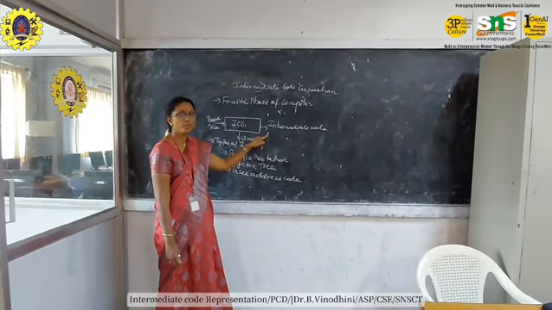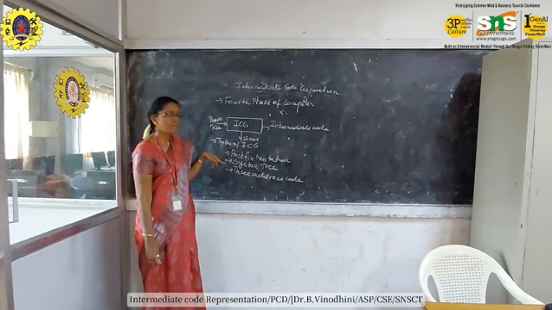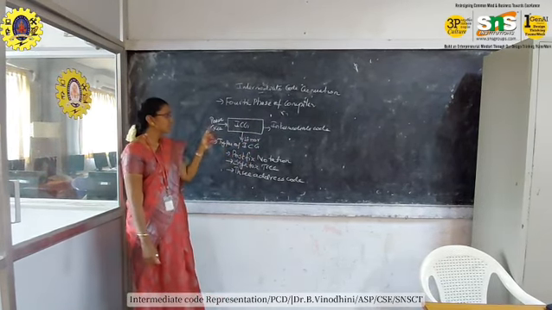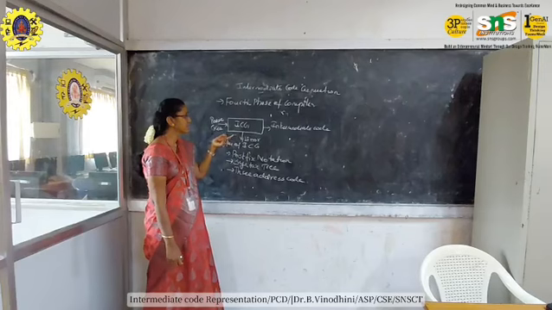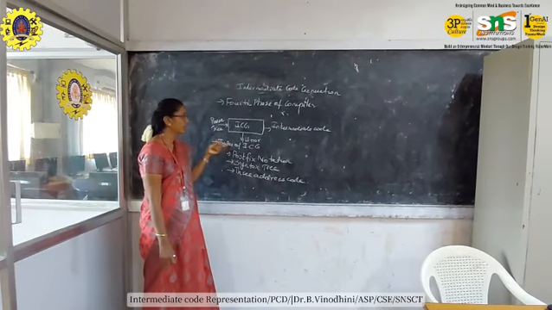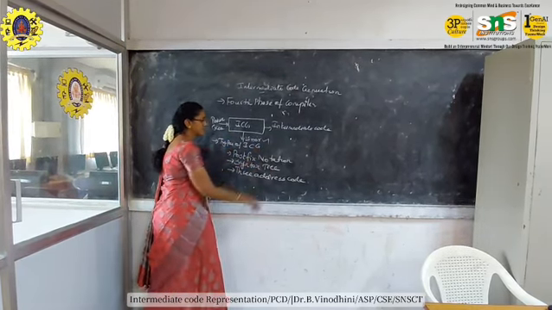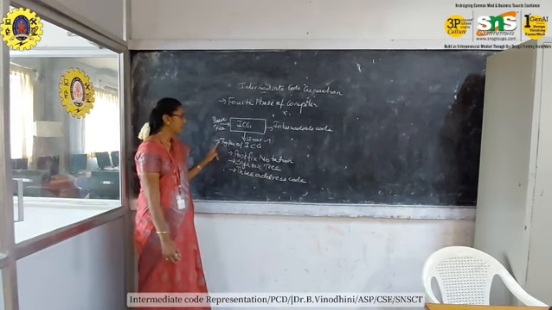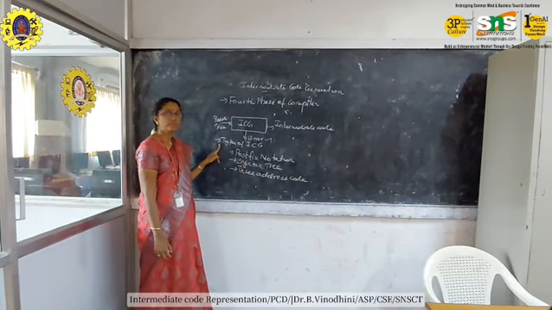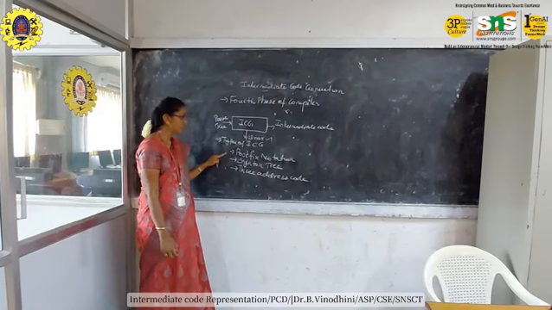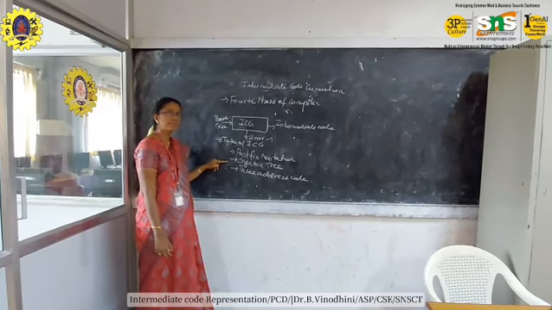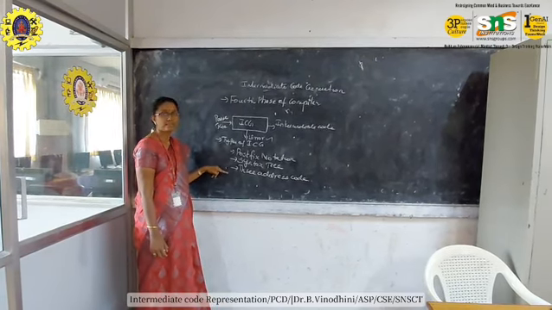It is in the form of either postfix, syntax tree, or 3-address code. Suppose the statement is correct, then it produces the intermediate code, otherwise it produces an error message. Next, we have three types of intermediate code representation. One is the postfix notation, another is the syntax tree, and the other is the 3-address code.